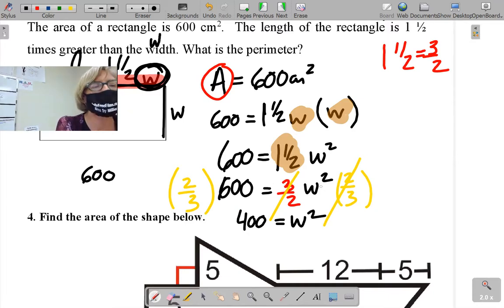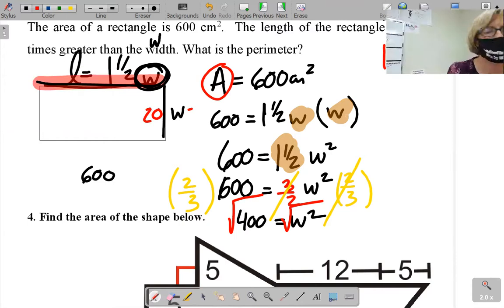Good to have you, Edwin. The opposite of squaring is, there you go, and this is a whole number. The square root both sides. 400 square root. You got it. So now you just found the width is 20. How would you find the length? Yeah, 1.5. So 20 times 1.5. Got it? Question, buddy?